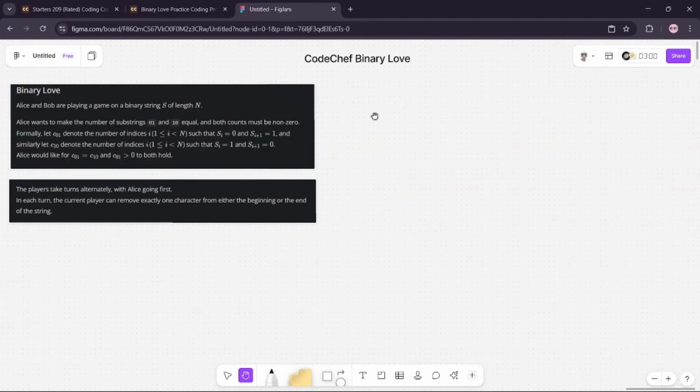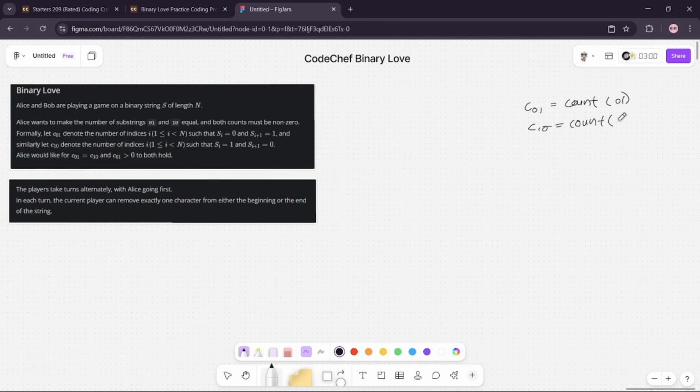So in this video, we'll be discussing the question Binary Love. The question states that Alice and Bob are playing a game on a binary string S of length n. There are two things that are most important here, C01 and C10. C01 is the count of substrings 01 in the given binary string, and C10 is the count of substrings 10 in the given string.